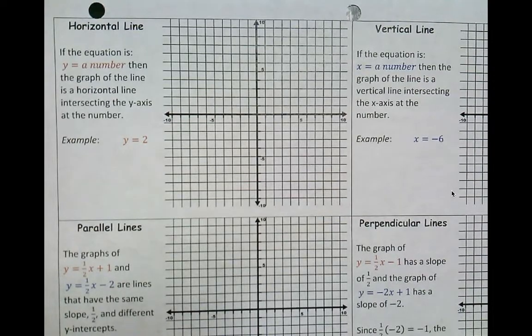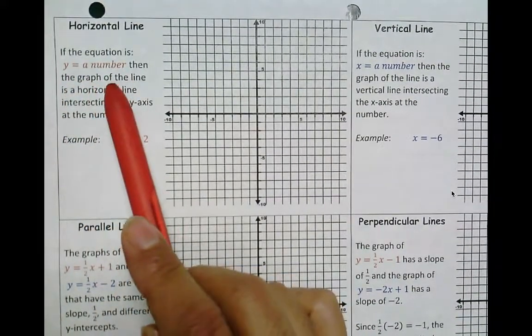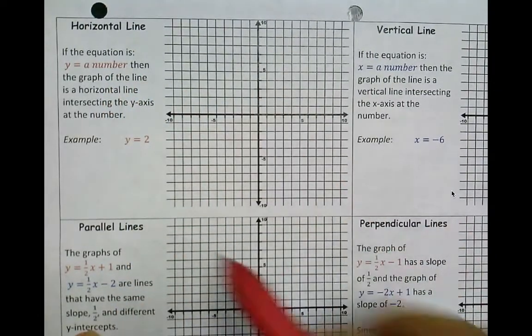Now on the backside of the graphing linear equations notes, we want to take a look at how to graph a horizontal line first. To graph a horizontal line, we need to first consider the equation y equals a number. Anytime you have y equal to a number, you will always end up with a horizontal line. Let me explain why that works out.